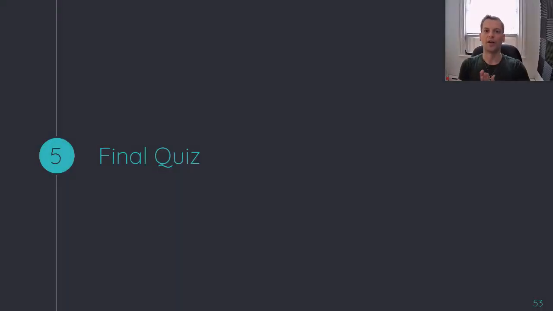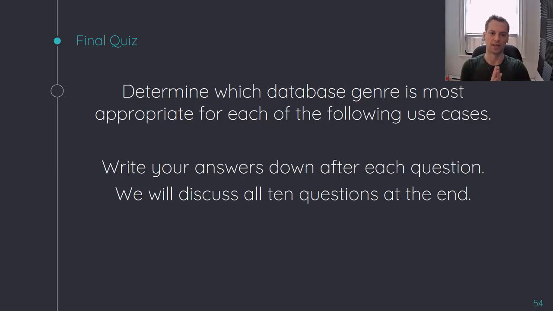So now let's do a final quiz. In this quiz, I'm going to ask you 10 questions, and your job is going to be to determine which database genre is most appropriate for each of the following use cases. Now, we're going to go over all of the answers at the end, so feel free to grab a piece of paper and write down your thoughts for each successive one, and then we'll go over it at the end.